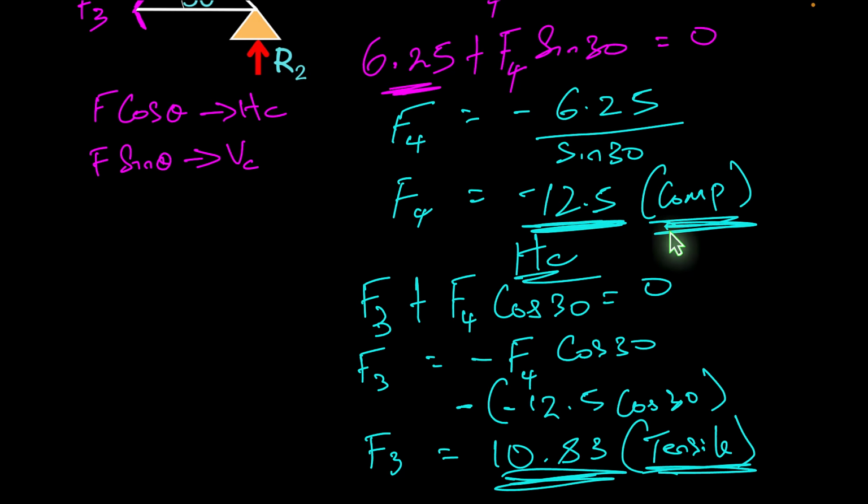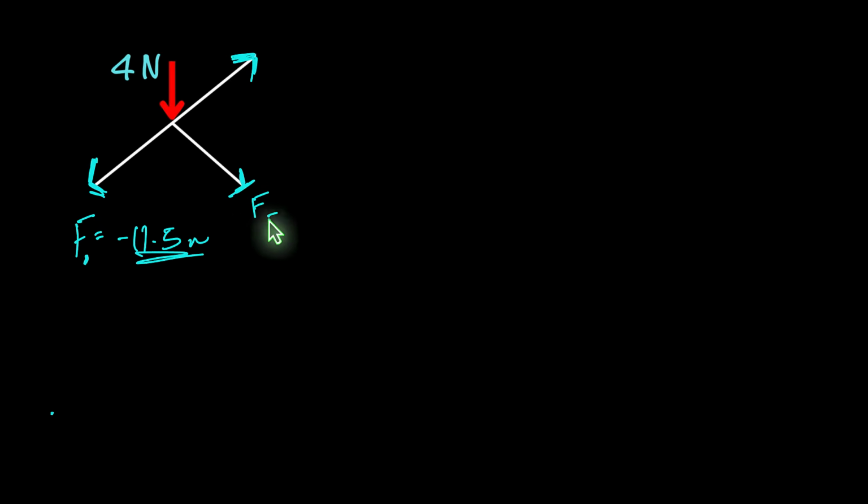So let's move on to the next joint then. Once again, we're going to take our directions like that, all of the arrows pointing away from the joint itself. This was our F1, so that member there was our F1 member, and we calculated F1 already, and we got negative 11.5 newtons for that. Now let's say this is F5 and this one is F6.